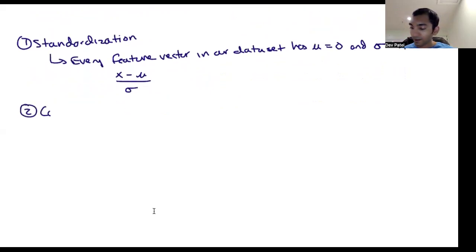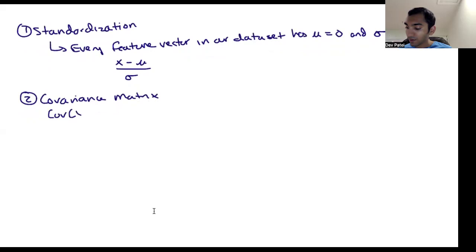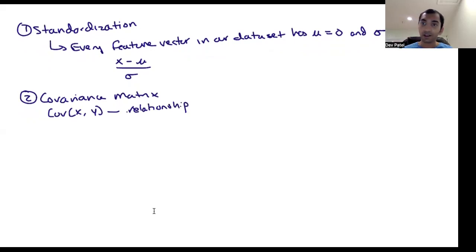The second step is to calculate your covariance matrix. The covariance between X and Y determines the relationship between X and Y. Specifically, it measures how two variables X and Y vary with one another.